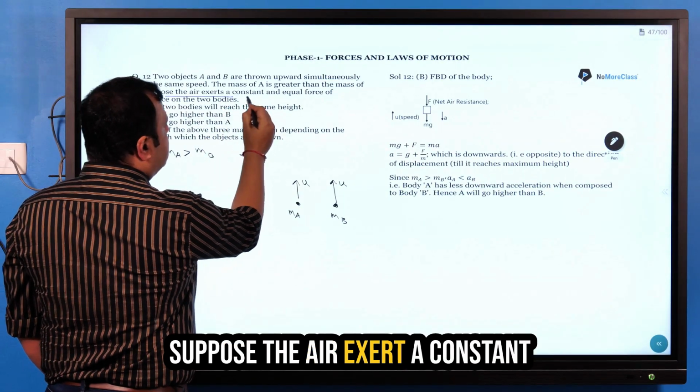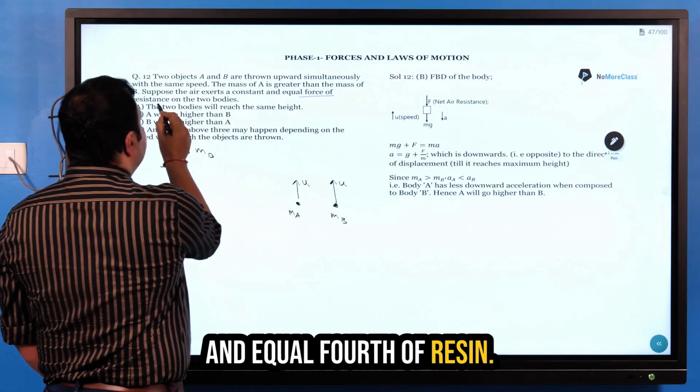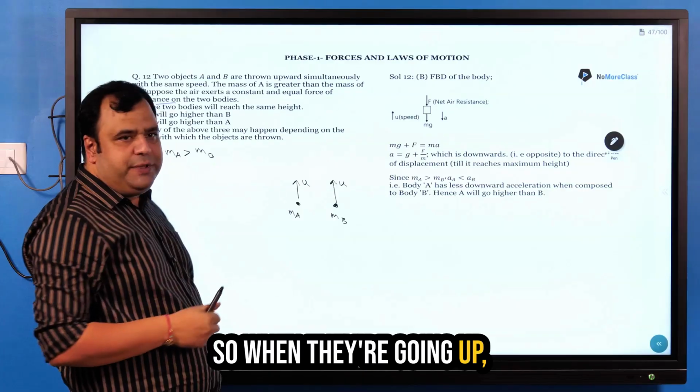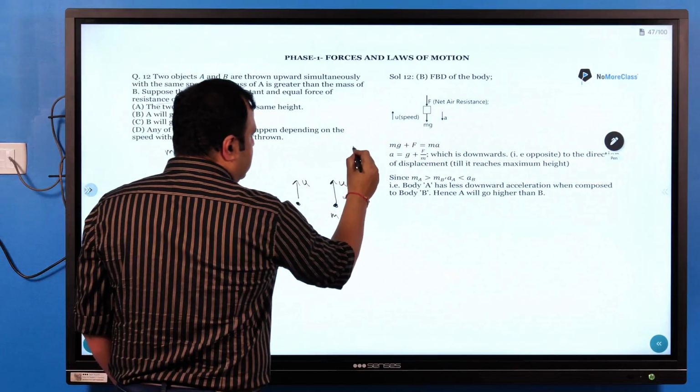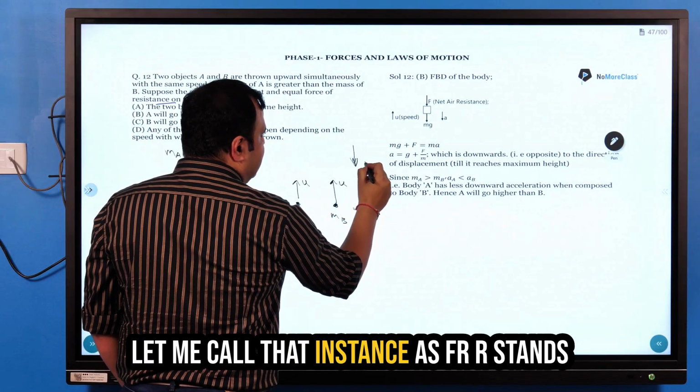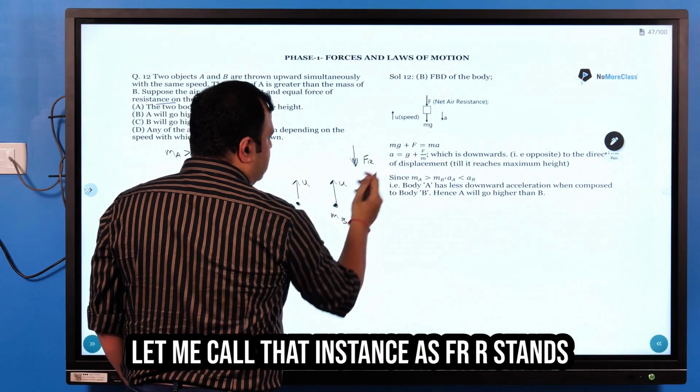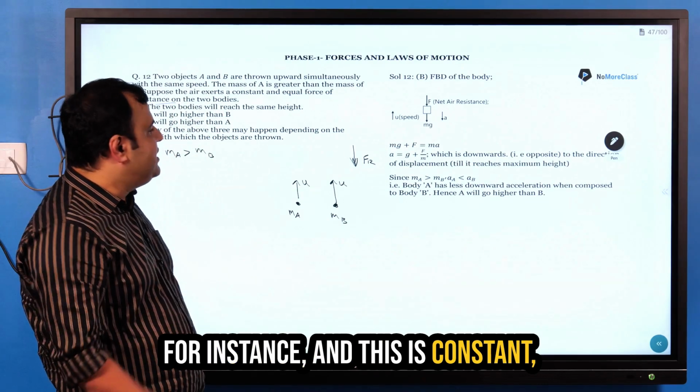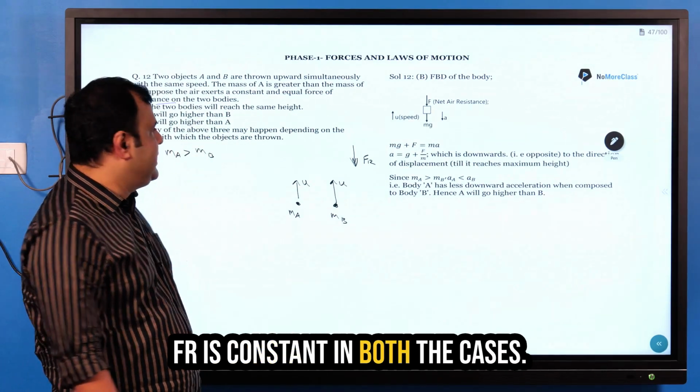Suppose the air exerts a constant and equal force of resistance. So when they're going up, there is an air resistance as well. Let me call that air resistance FR. R stands for resistance, and this is constant. FR is constant in both the cases.